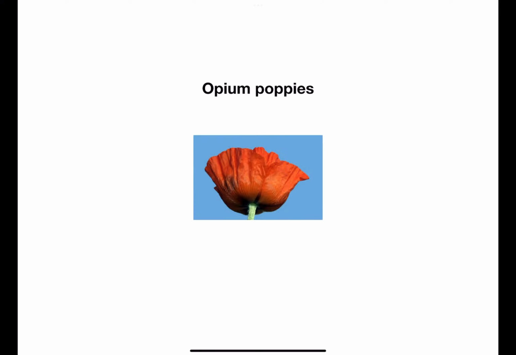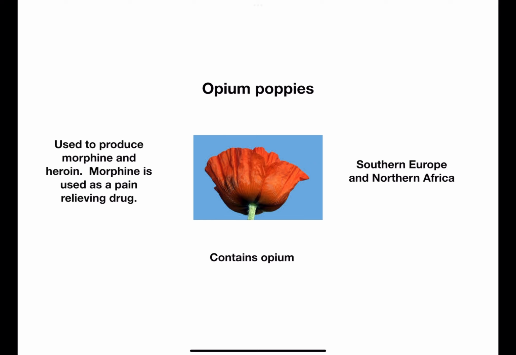Next, we're going to look at opium poppies. They grow in southern Europe and northern Africa. They contain a compound called opium, which is an analgesic which relieves pain. Opium poppies can be used to produce morphine and heroin. Morphine is used as a pain-relieving drug in hospitals.